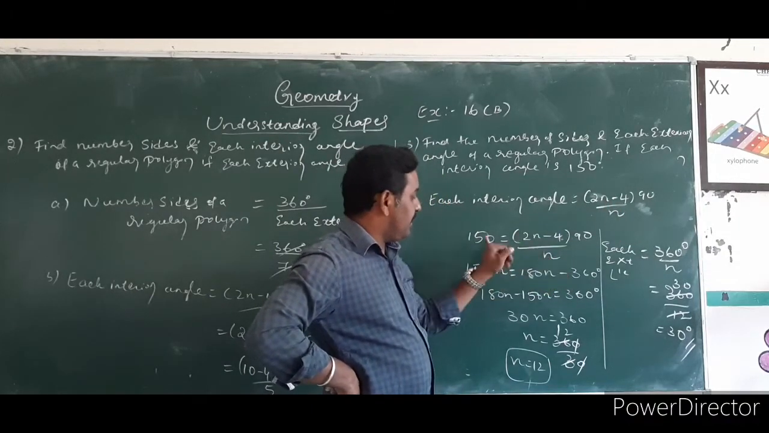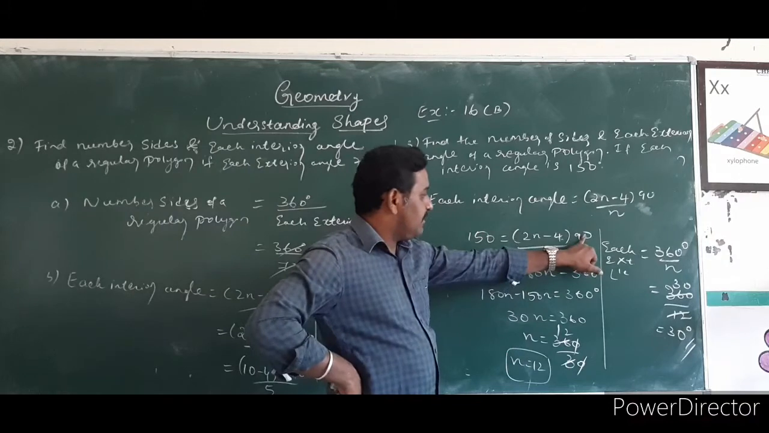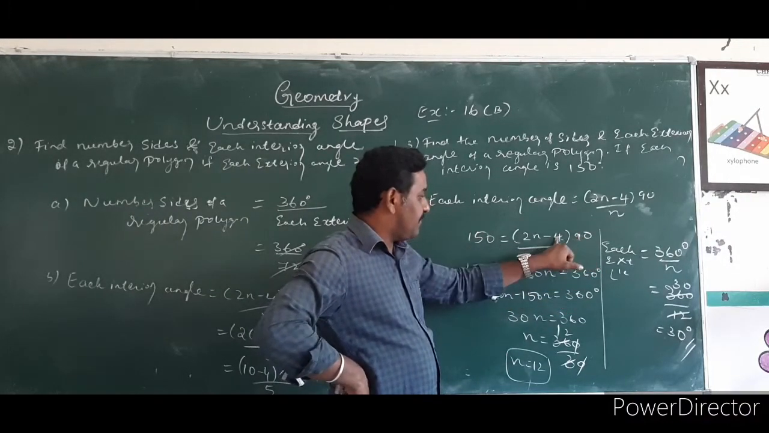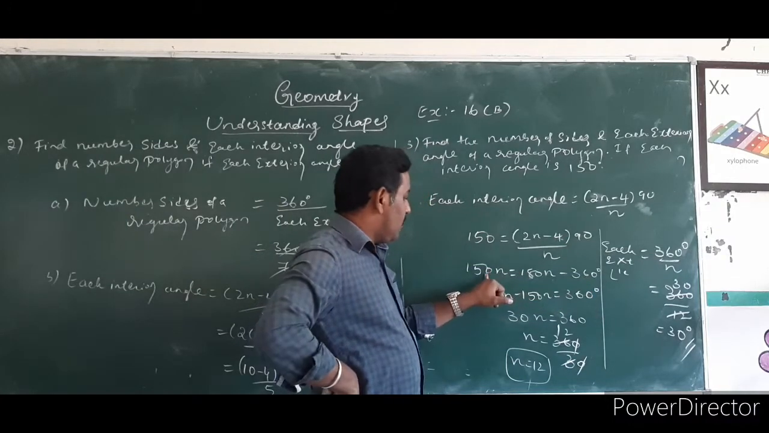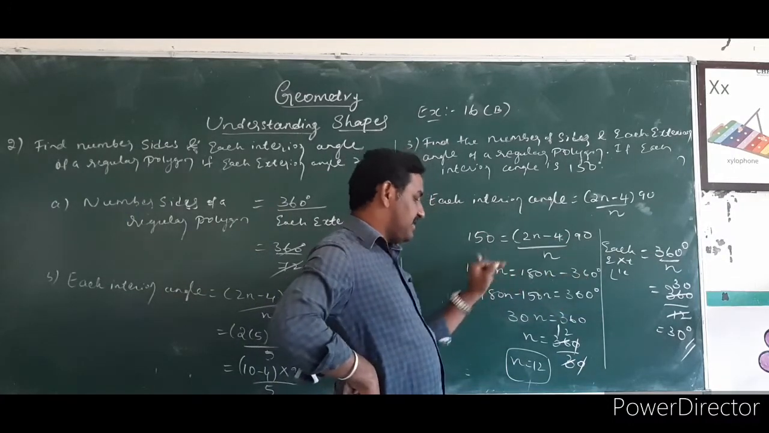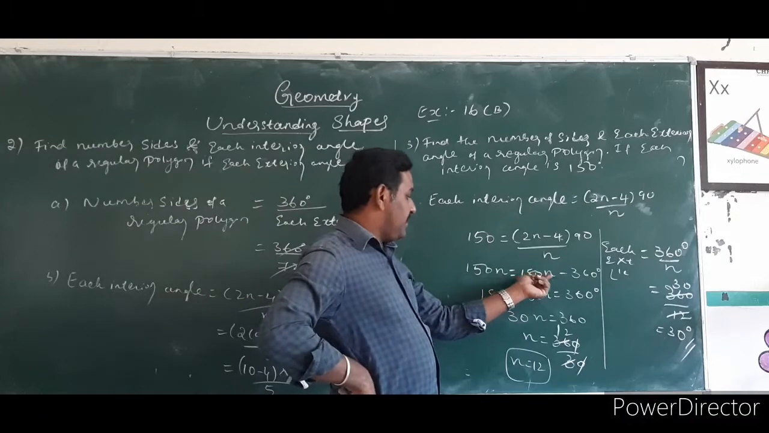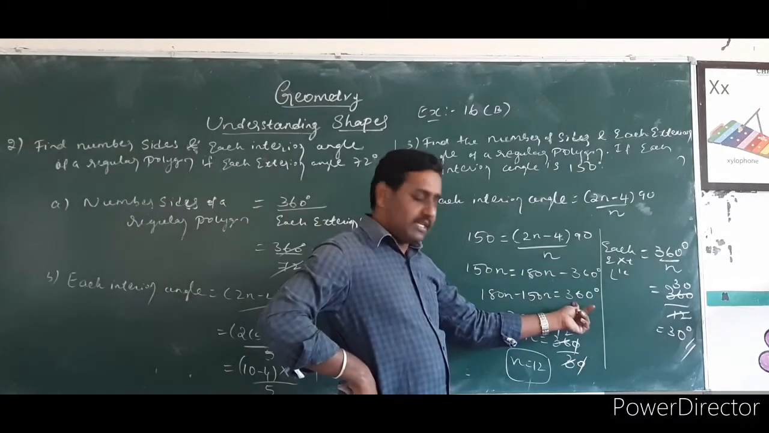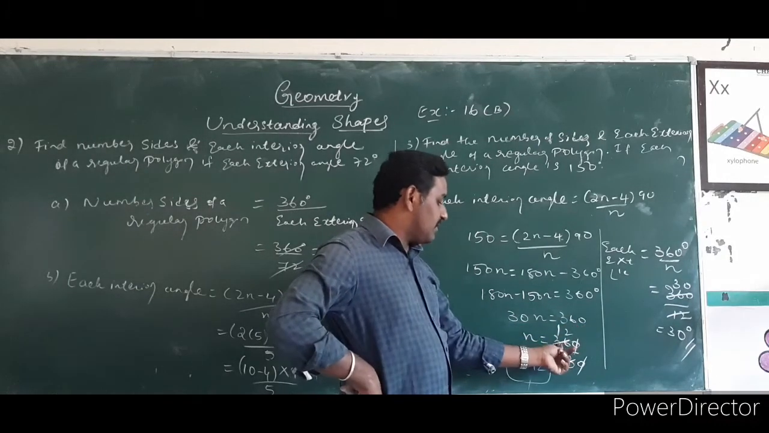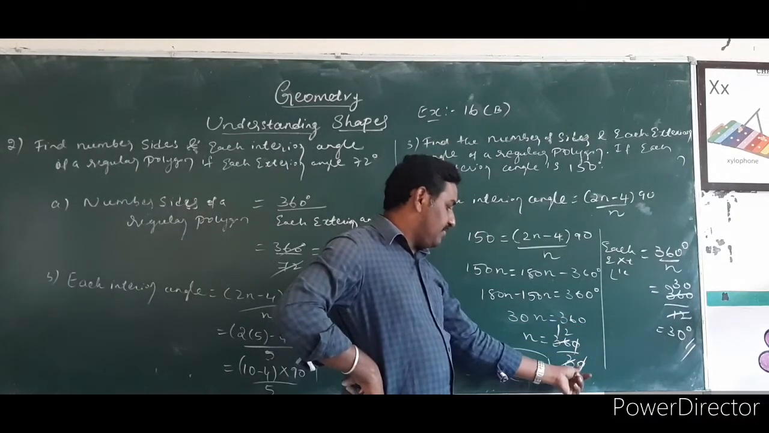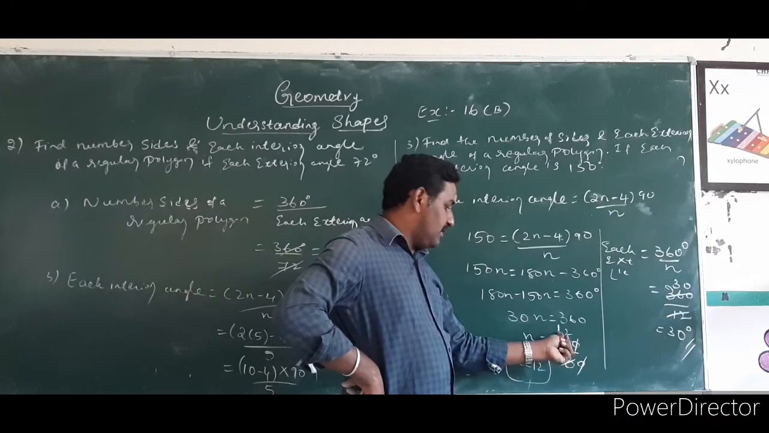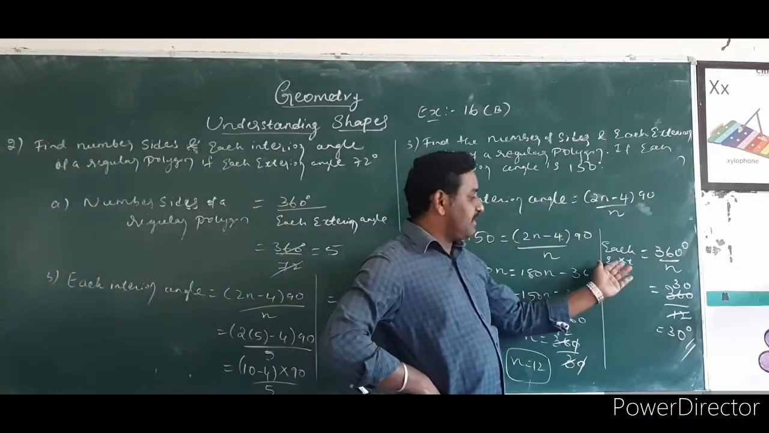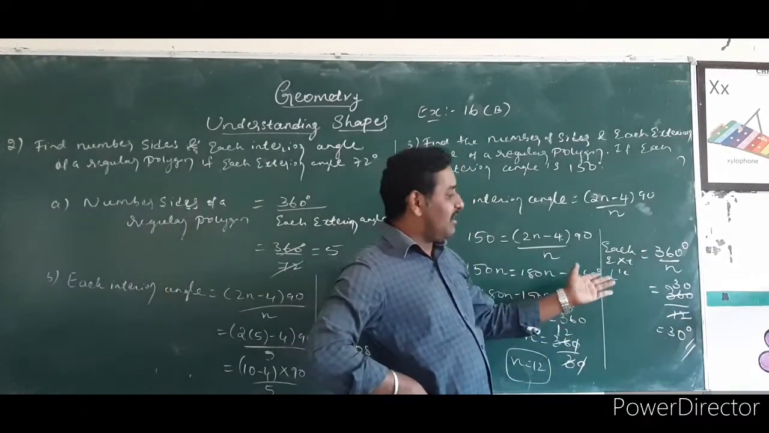Cross multiply: n into 150 is 150n, 90 into 2n is 180n, minus 90 times 4 is 360. 150n you can shift to that side, minus 360 comes to this side. 180n minus 150n gives 30n, and minus 360 becomes plus 360. n is equal to 360 divided by 30. 0 0 cancel, 3 ones are 3, 3 twos are 6. What is the number of sides? 12.